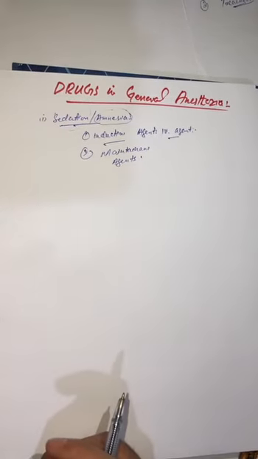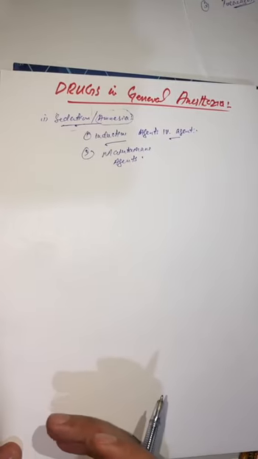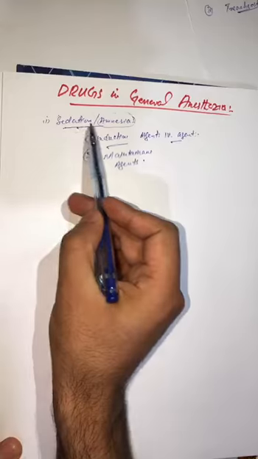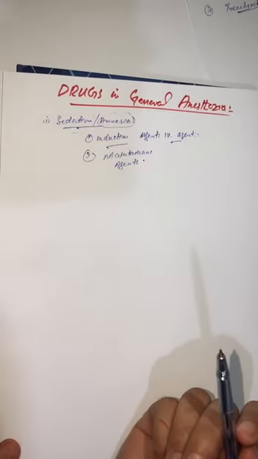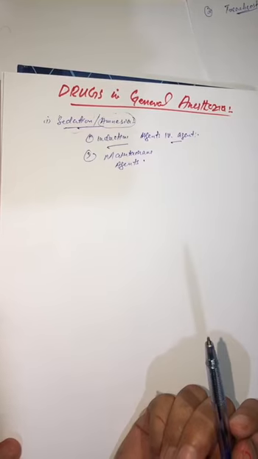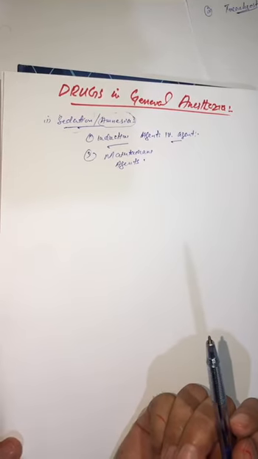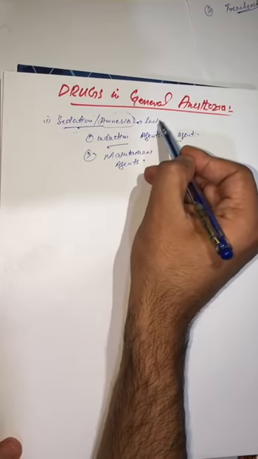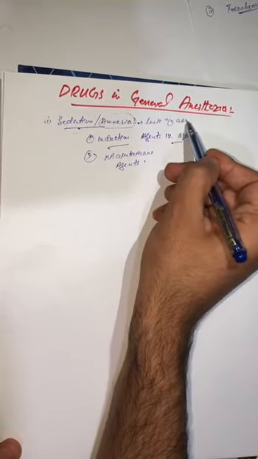So drugs in general anesthesia, we have divided these topics into three main steps. The first one is sedation and amnesia. We will give sedatives just to set sedation in a patient before the surgery, and then we will give drugs just to set an amnesia, or we can say lack of awareness. Amnesia is called lack of awareness.